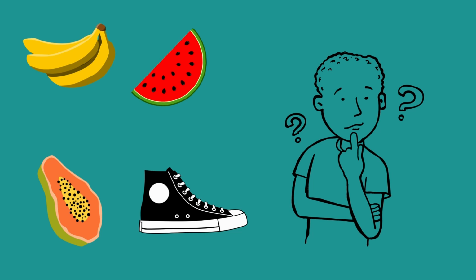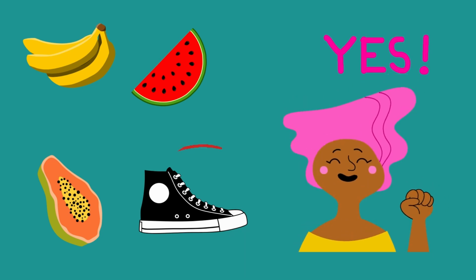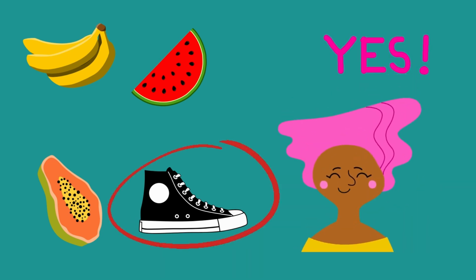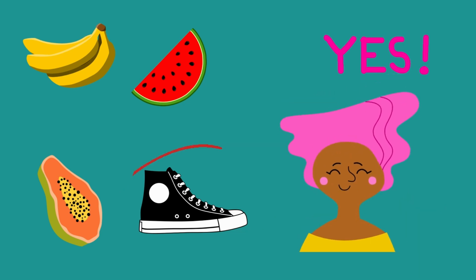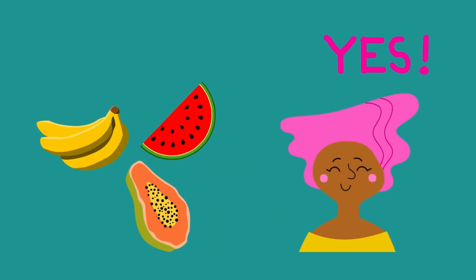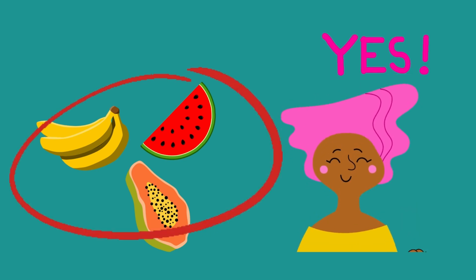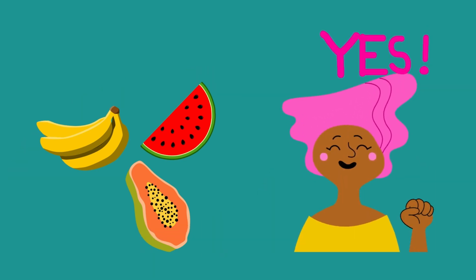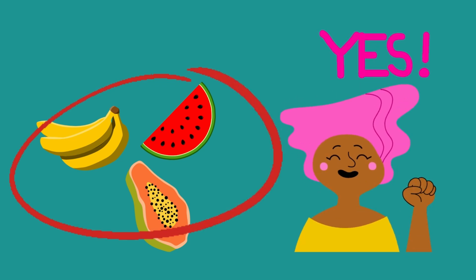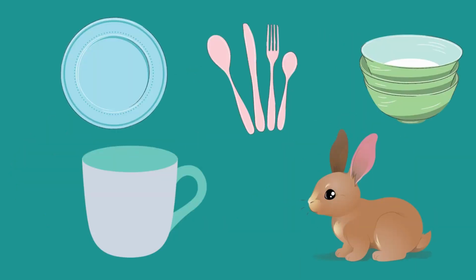Let's take a look at this group. We have a banana, a watermelon, a plum, and a shoe. I wonder which thing in our group does not belong. Do you know what does not belong in the group? Yes, you're right. The shoe does not belong because the group has fruits and a shoe is not a fruit. Yes, only a banana, watermelon, and plum are fruits. Good job, friends. Let's look at another one.